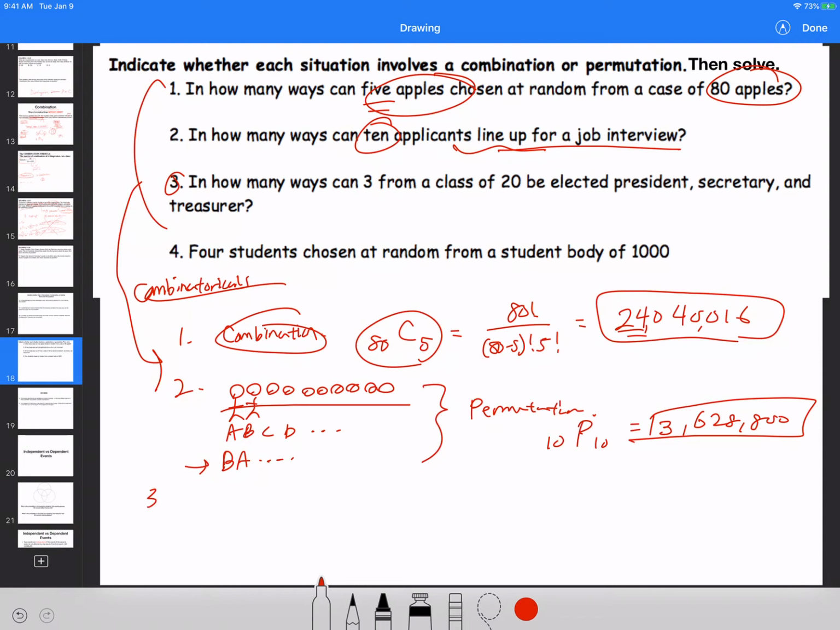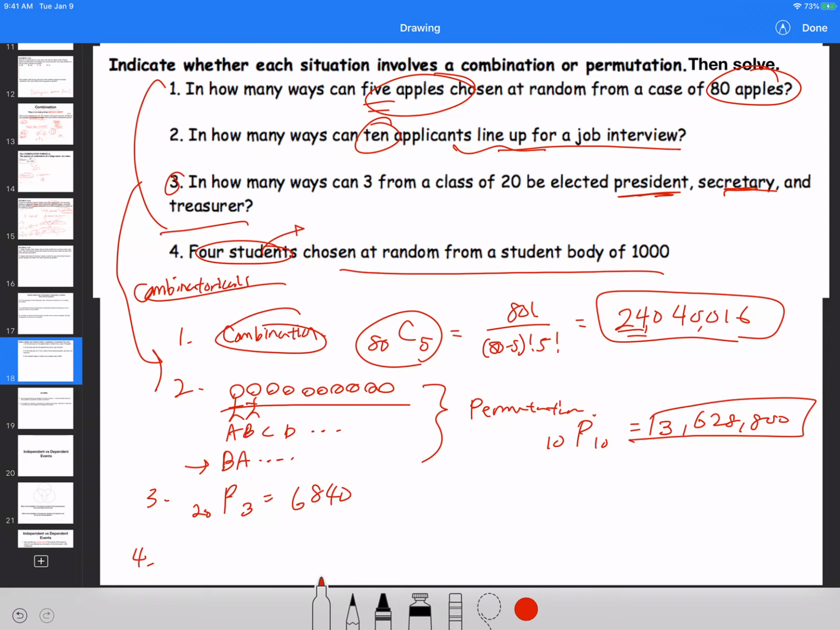Number 3. In how many ways can 3 from a class of 20 be elected president, secretary, and treasurer? Again, specific roles are specified, so it's a permutation question. So it's 20P3, which should be pretty simple enough. It gives me 6,840.